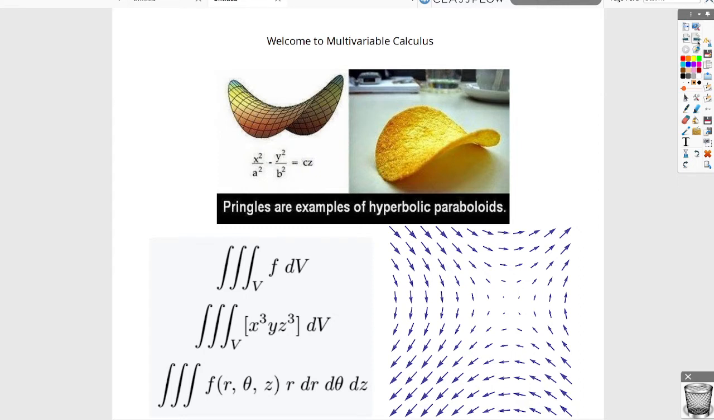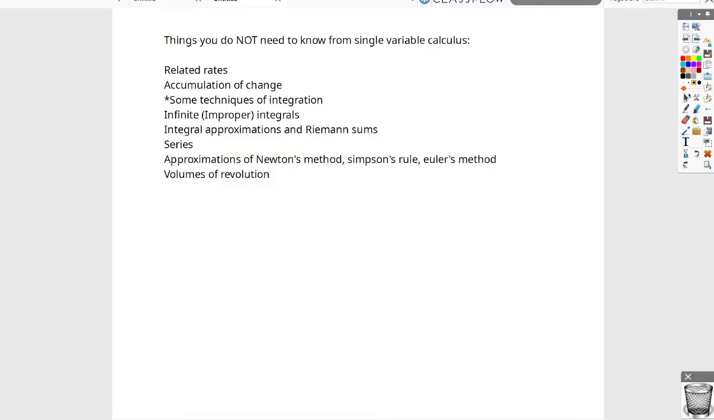Now, things that you probably don't need to know are these things. Related rates. You don't need to know related rates. There probably won't be a question about related rates. Accumulation of change, also known as change plus accumulation, not integrals. You have to know integrals, but you don't have to know change plus accumulation, because it is very, very complicated.